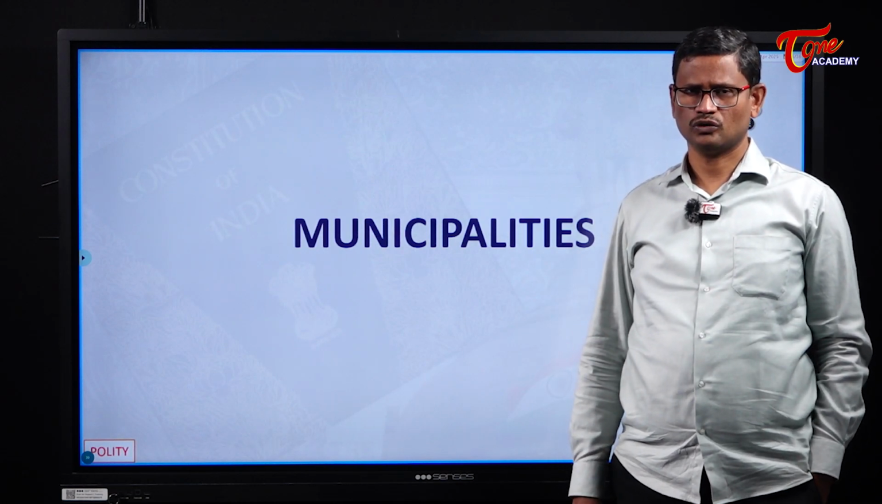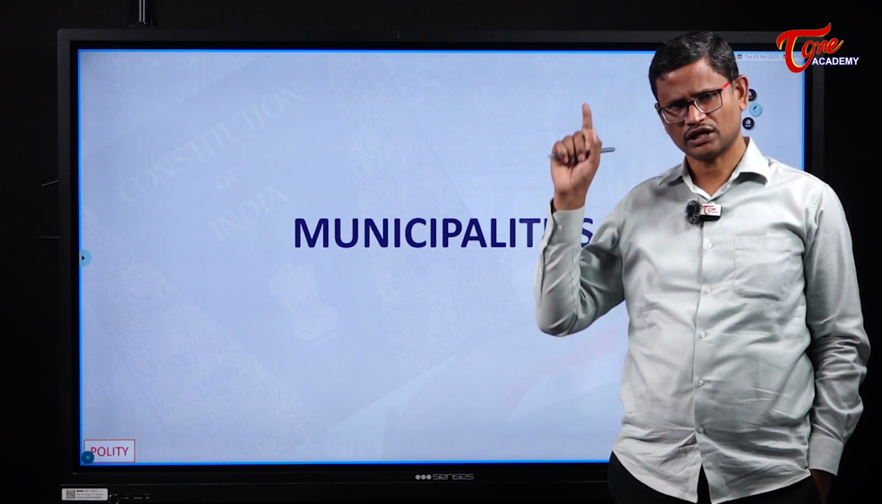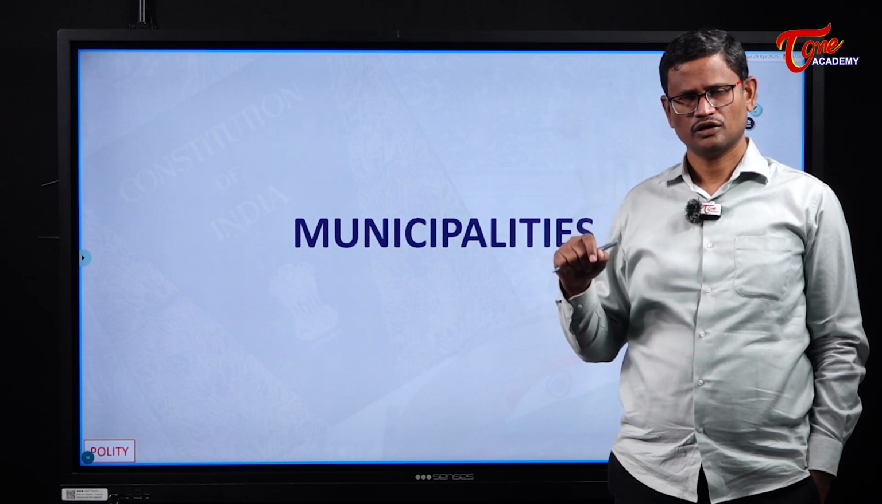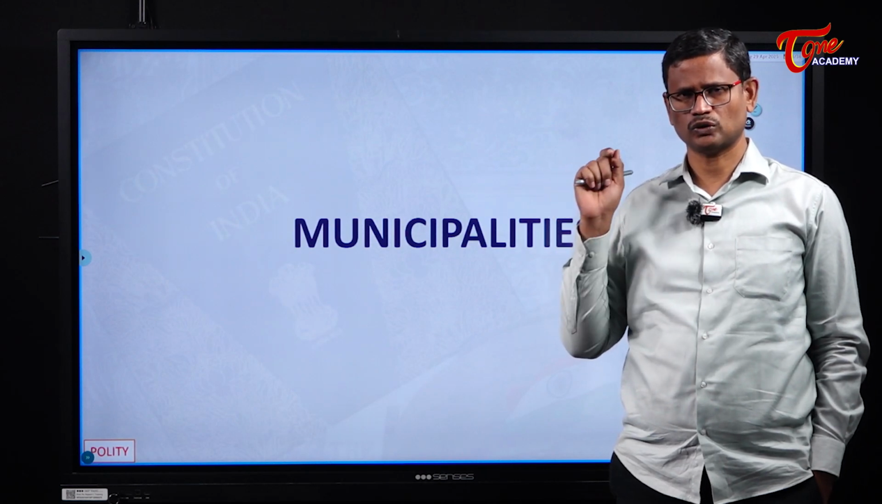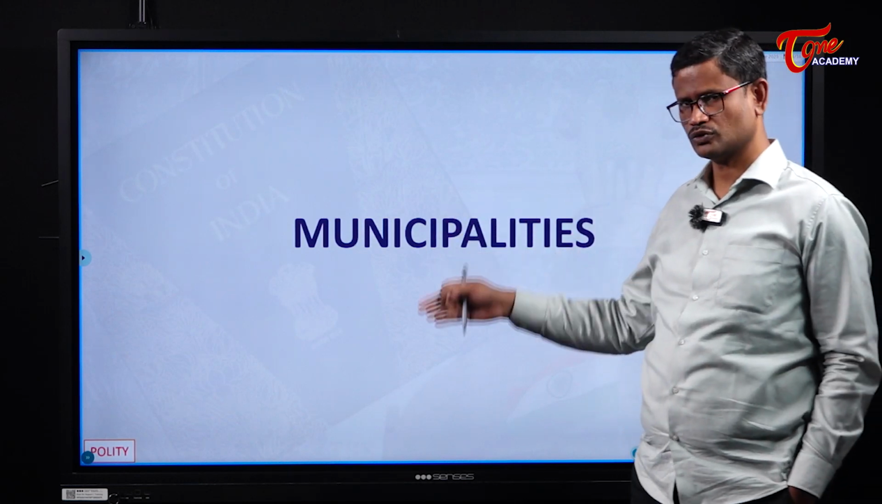And then let us move to the urban local bodies. At the end, we can discuss the recommendations of Second Administrative Reforms Commission for strengthening both rural and urban local bodies. So, now we will try to discuss the urban local government, that is the municipalities.